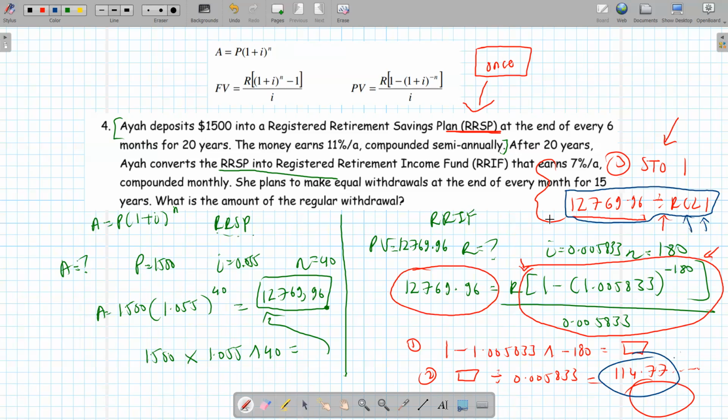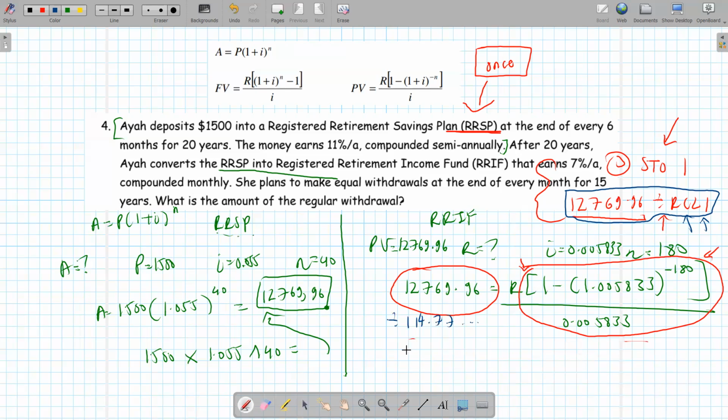I got 1142.515. No, we're doing this divided by 114.77-ish, right? I don't know if you stored it properly. If you do that, the final answer that you'll get for R is 12769.96 divided by, actually you may have done it right. No, you didn't. 111.26. That's what I got. Okay. So what does that mean?